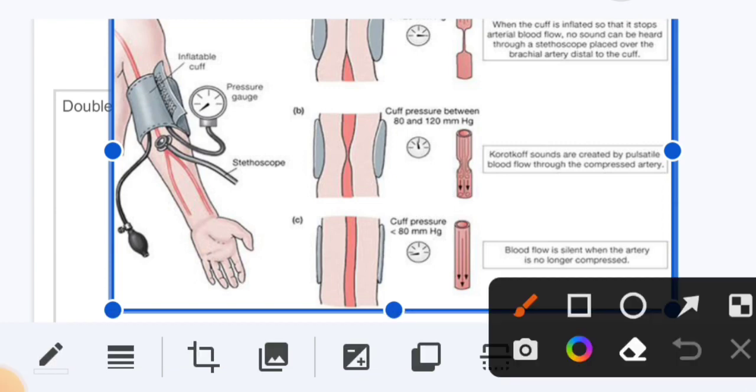These are mainly the vital signs. I think everybody has understood. Okay, we can see in the next class.